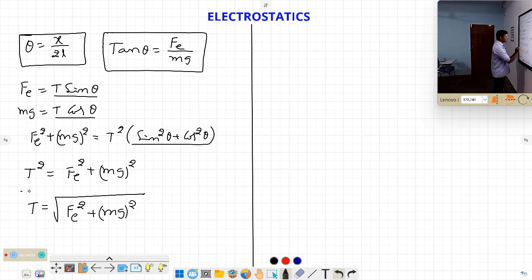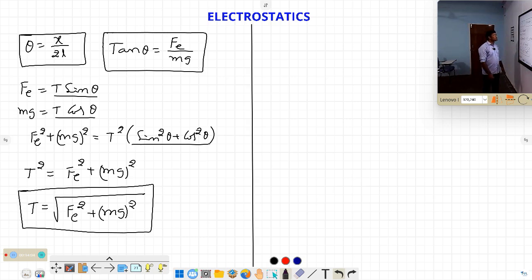This is one of the relations we got in terms of tension in the string. So we got the theta value. If the question is asked based on theta, you can calculate two ways. This is the one, this is the one. And if they're asking tension, you can calculate using this one.